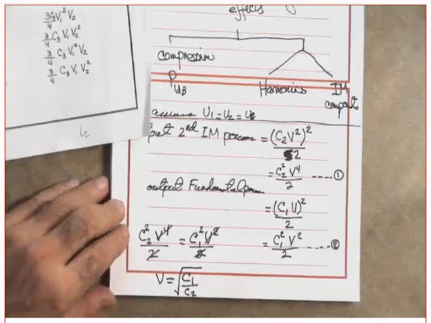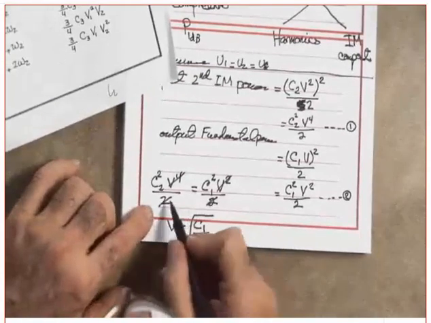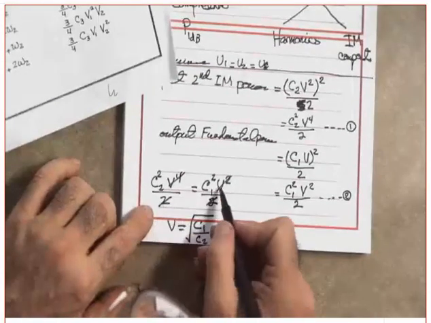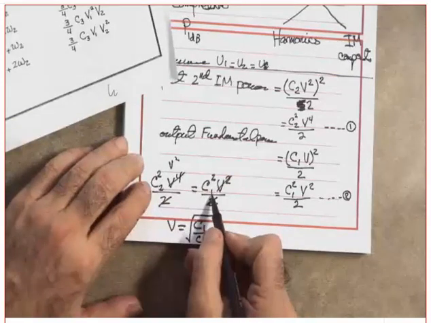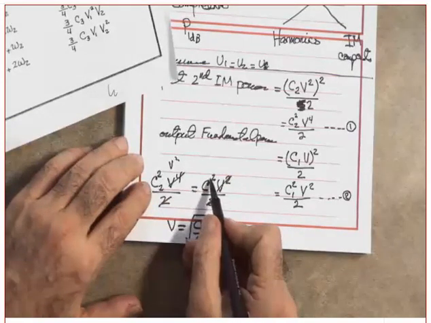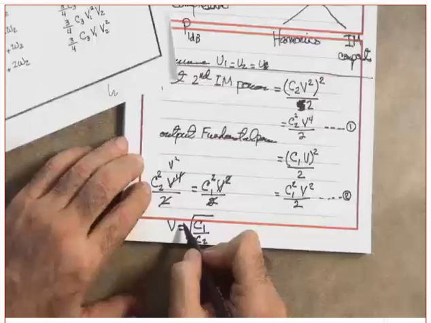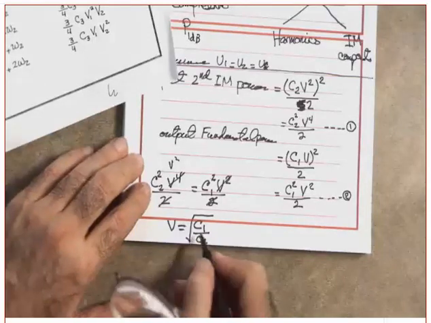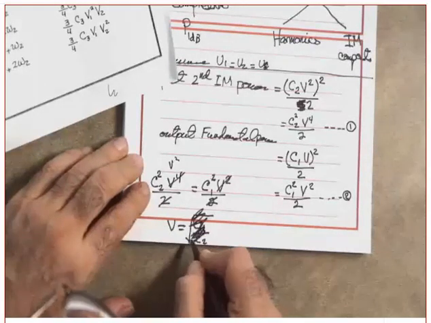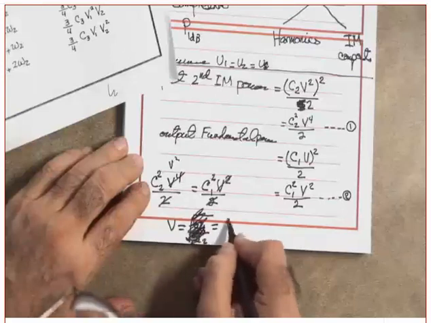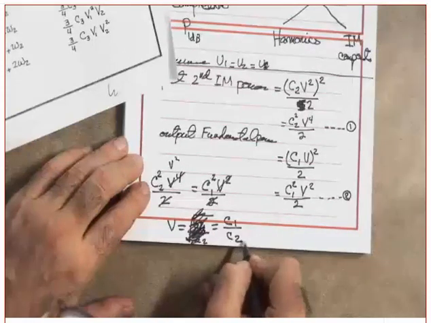Did I mess up? I messed up. One second. 2 cancels with this 2. You agree? V square. This one is V square. So it's C1 square over C2 square. There is no square root. I'm sorry. So it's C1 over C2.